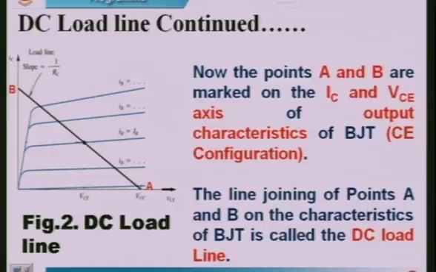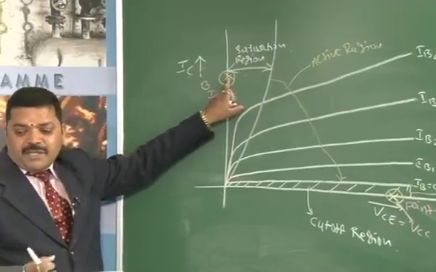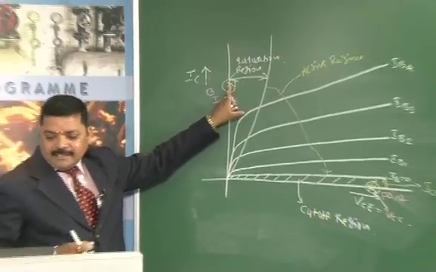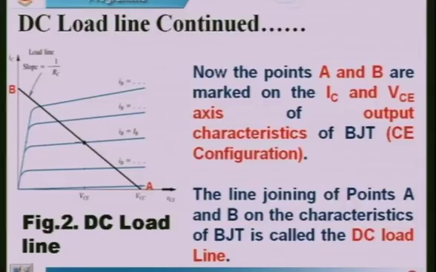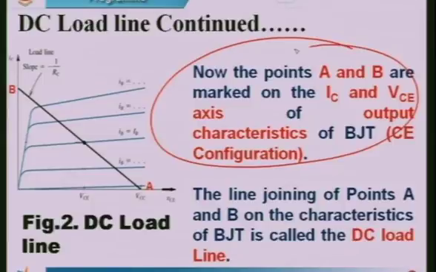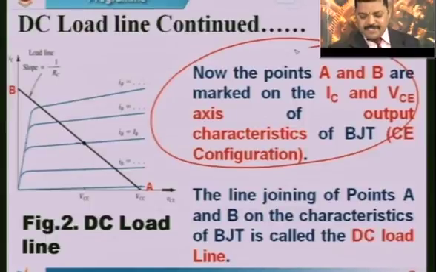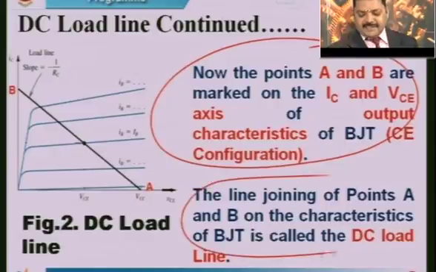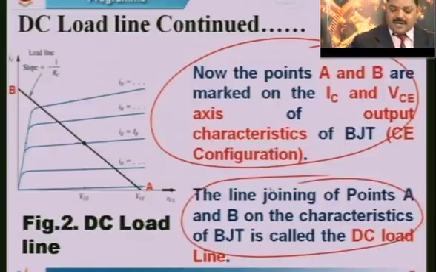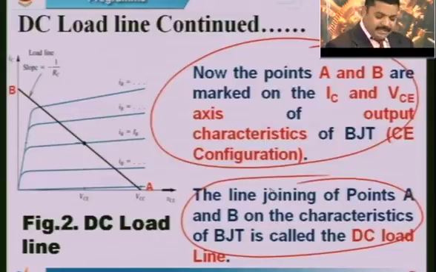So, once we fix the points on VCE axis and IC axis, we need to join them to get a DC load line. Now, the points A and B are marked on IC and VCE axis of the output characteristics of BJT. The line joining of points A and B on the characteristics is called as DC load line. Let us join these two lines.